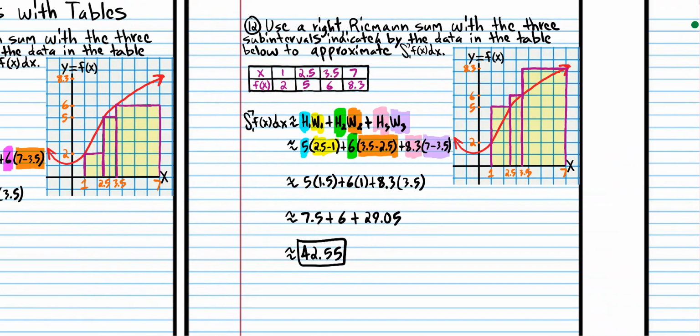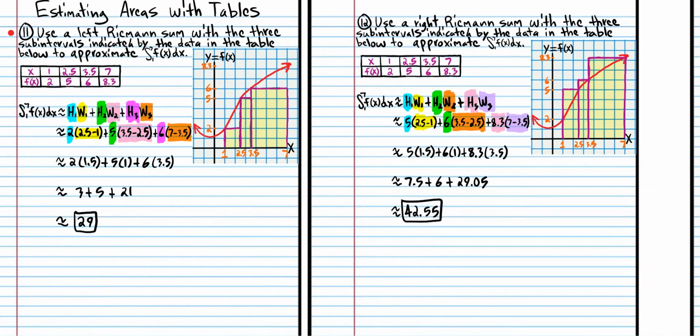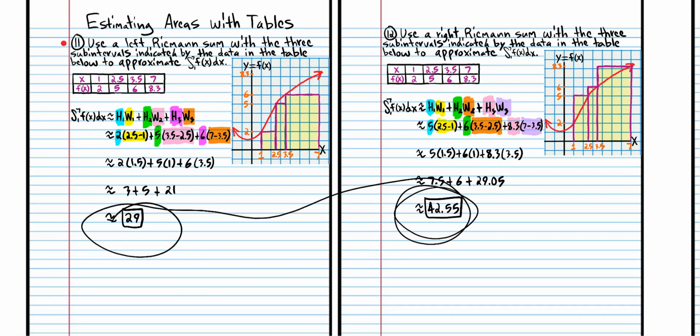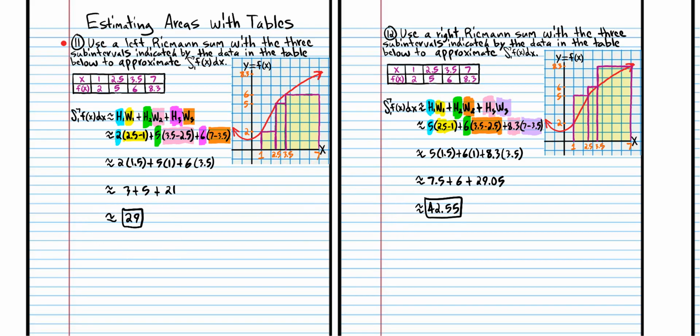So you can see that our estimates for the area were quite different. So these approximations are really not that great. The number was way bigger when we had a right Riemann sum. Again, these are just approximations. They may not even be very good approximations, but they're approximations nonetheless. So that's a problem where we had 3 subintervals.